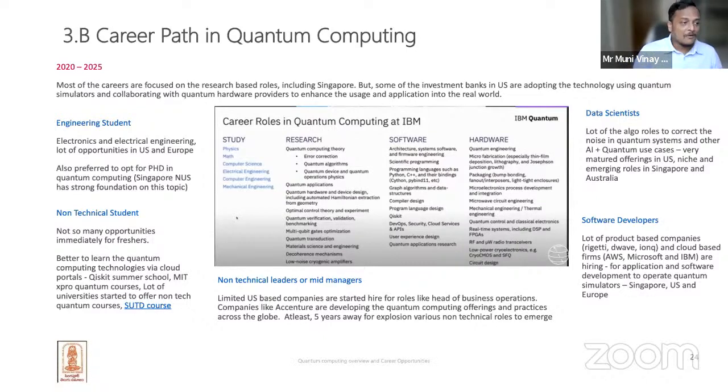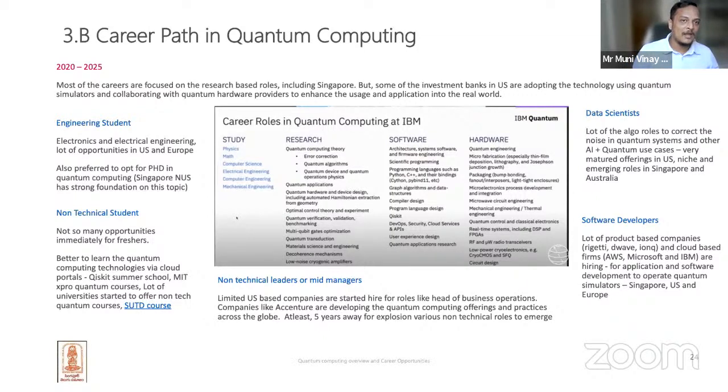So if you're an electrical and electronic engineering student, I think there are a lot of opportunities in the US and Europe. In fact, some universities are offering technical quantum computing courses to get you up to speed. I would also recommend thinking about doing a PhD in quantum computing, especially if you're keen on Singapore. NUS has a very strong foundation in this topic.